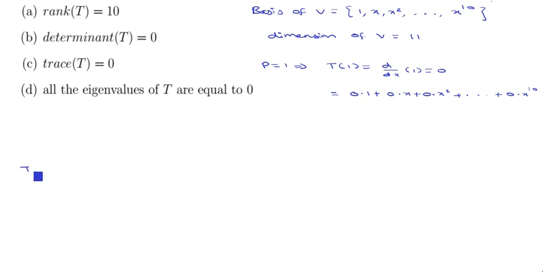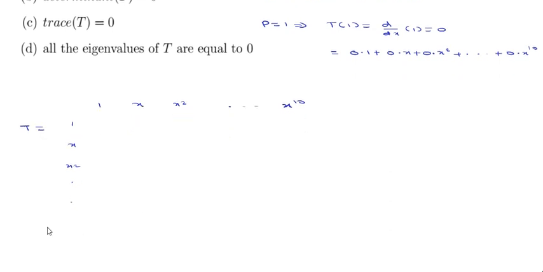So let us write the T matrix. So T matrix, with basis 1, x, square, up to x power 10 along the rows and the same basis along the columns. So we will form the matrix. So the first column is the coefficients of this one, so it will be 0 0 0, so everything will be 0.